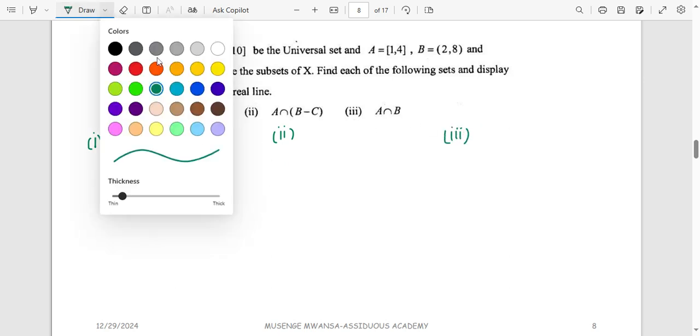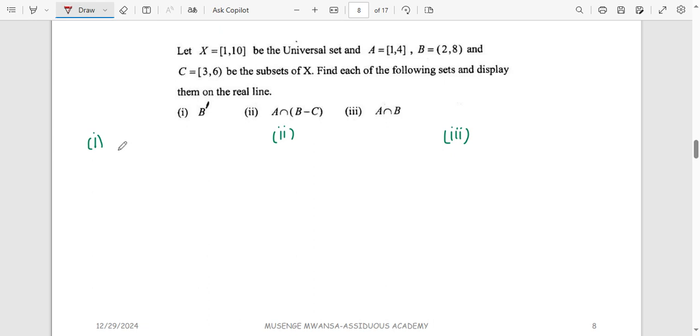So starting with B complement, here is our set. Remember always to include the universal set first. It's 1 up to 10 because for this one they've specified the universal set. If you want, you can even put dots already there because both 1 and 10 are part of the universal set. But want B complement, so I'm going to get the set B. The set B is from 2 to 8.